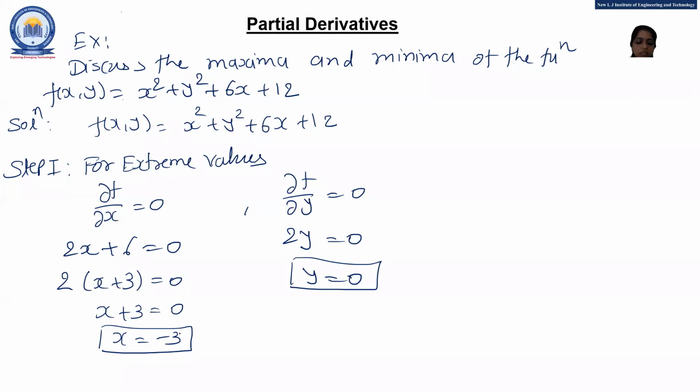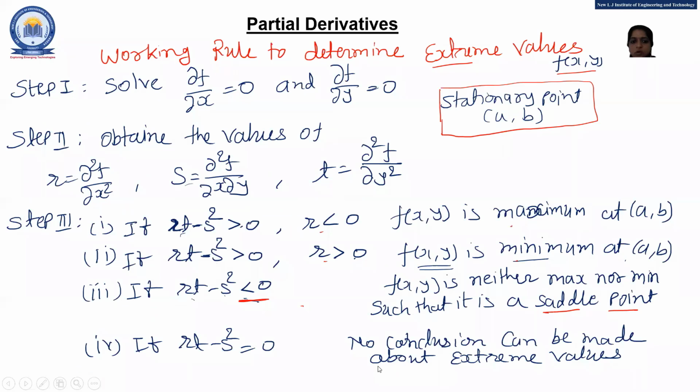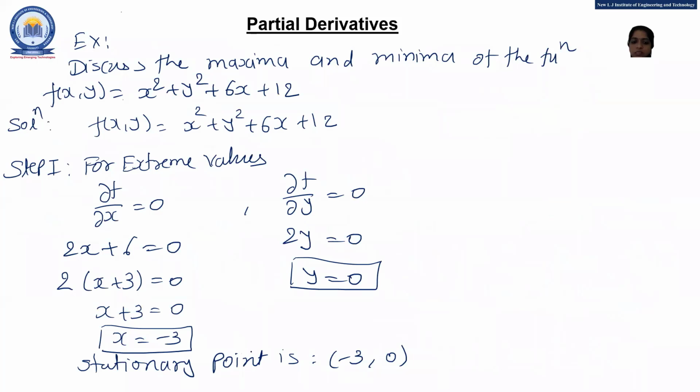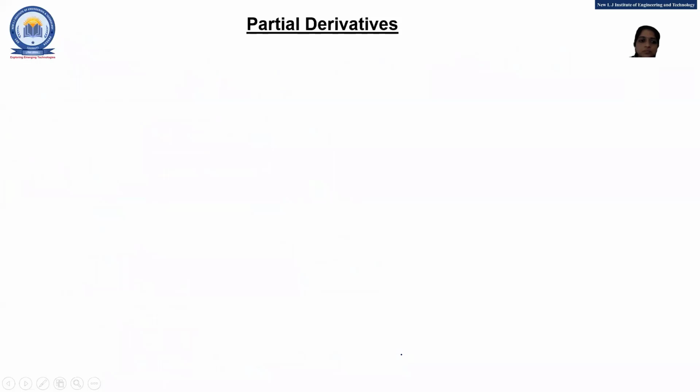So I have one stationary point here. The stationary point is x is minus 3 and y is 0. Students, I have already told you from step 1, by solving del f by del x equal to 0 and del f by del y equal to 0, we get the stationary point. So now what is our stationary point? Our stationary point is minus 3, 0. Now for step 2.